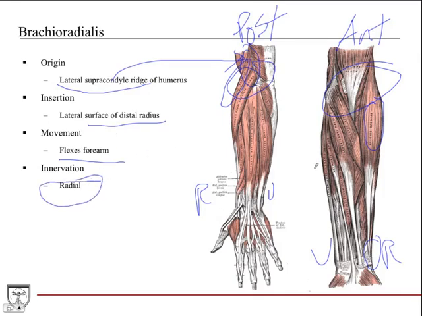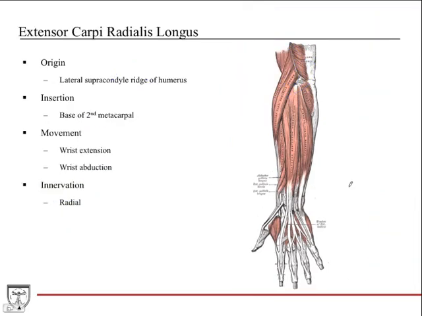And a good spatial relationship to be aware of, and we'll talk about this when we talk about the nerves and vessels, is that just deep to brachioradialis is the superficial radial nerve, which is a sensory nerve in the forearm, and then the radial artery. Okay, so those 2 structures, and we'll go over that again when we talk about the vessels and the nerves. So extensor carpi radialis longus.